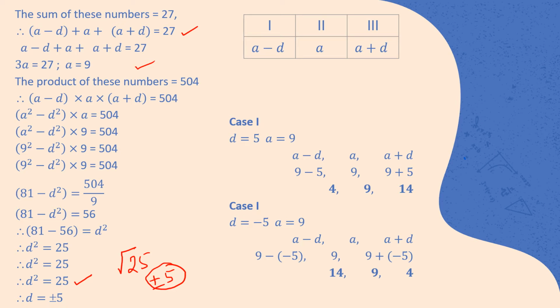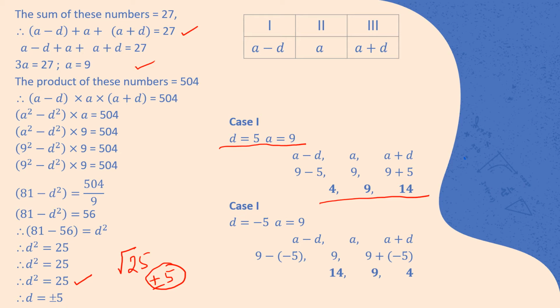So here, when we are trying to get the terms, we need to solve this in two cases. In case d is plus 5, what is the situation? And in case d is minus 5, what is the situation? Let's look at the first case where d is 5. A we already know is 9, and we substitute the same: 9 minus 5, 9, and 9 plus 5. So we have the first set of terms, which is 4, 9, and 14.